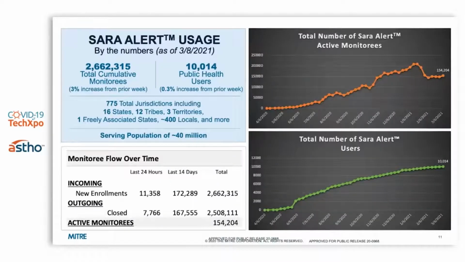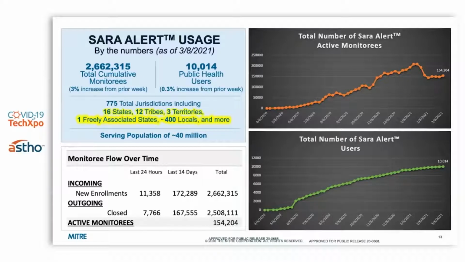So how are we doing? We've been very gratified. Right now, the jurisdictions that are utilizing SARA Alert serve populations of over 40 million Americans. This is in one year's time. We've monitored over 2.5 million monitorees in the system who have been in case contacts or sick throughout that. And as you can see, we're working with states, tribes, territories, freely associated states, over 400 local jurisdictions, and we're actually working with independent industry, academia, and others so they can take this open source tool and configure it to their needs.